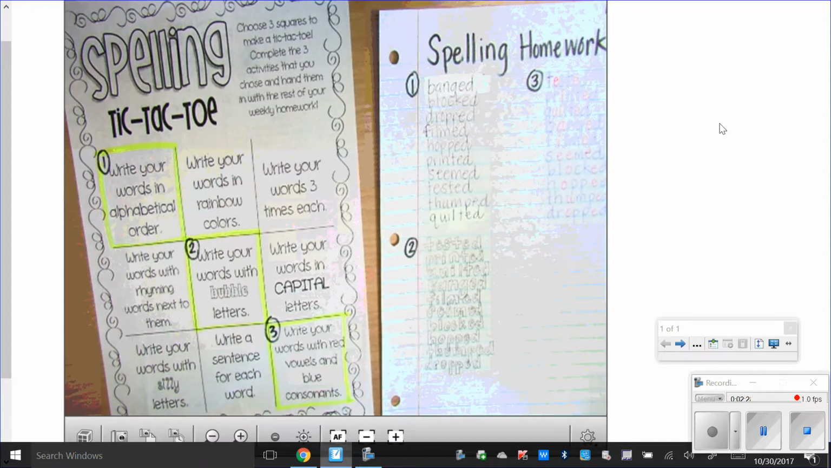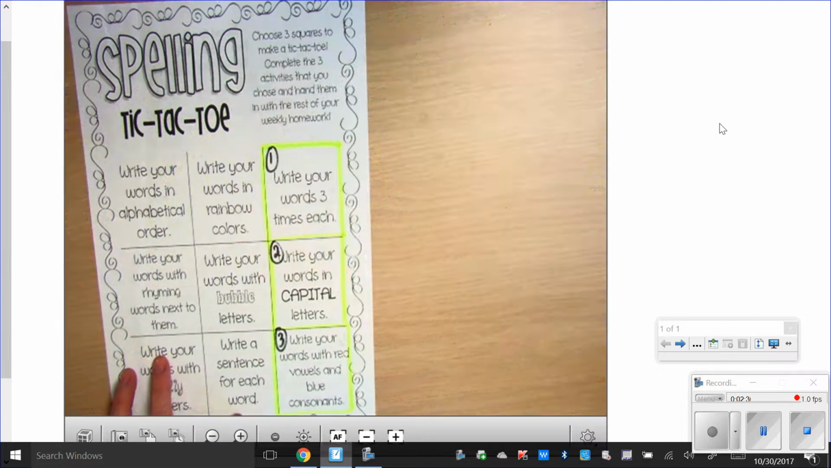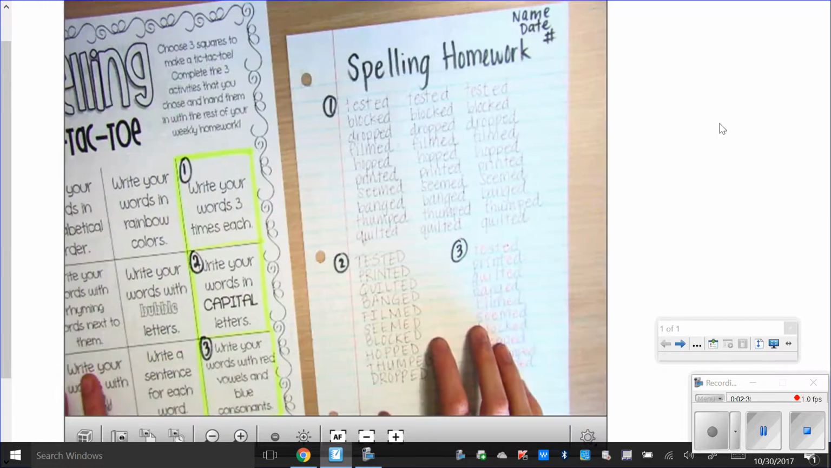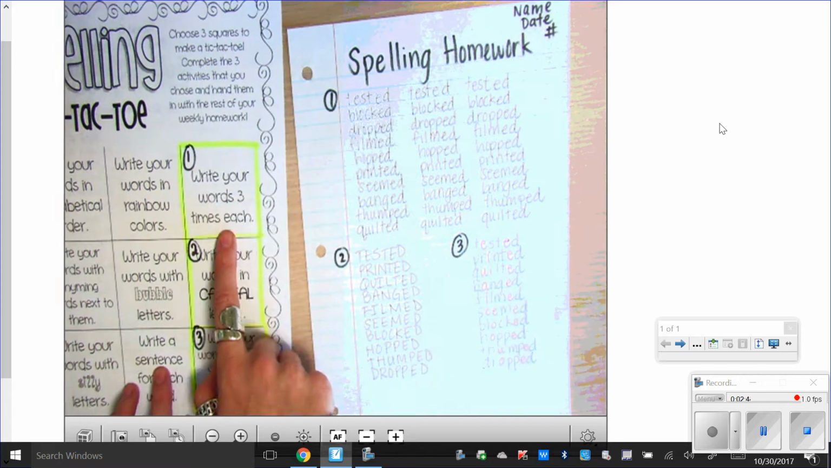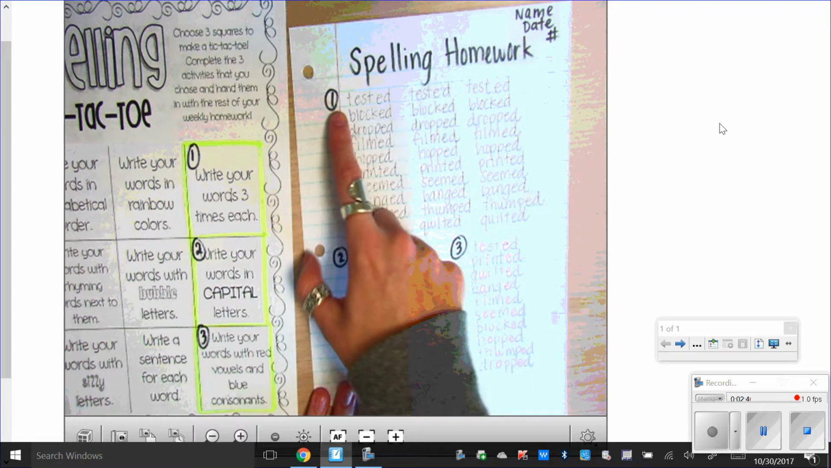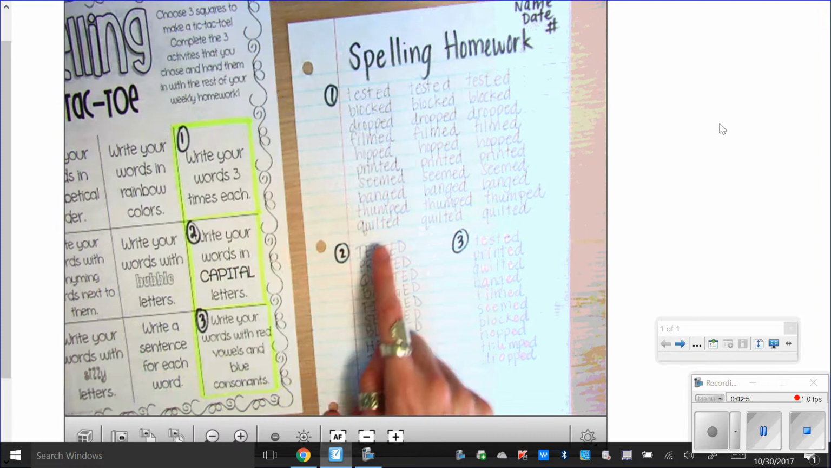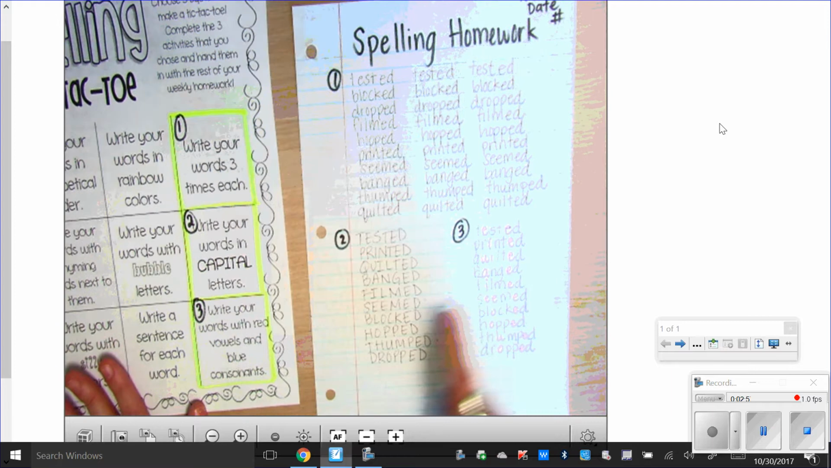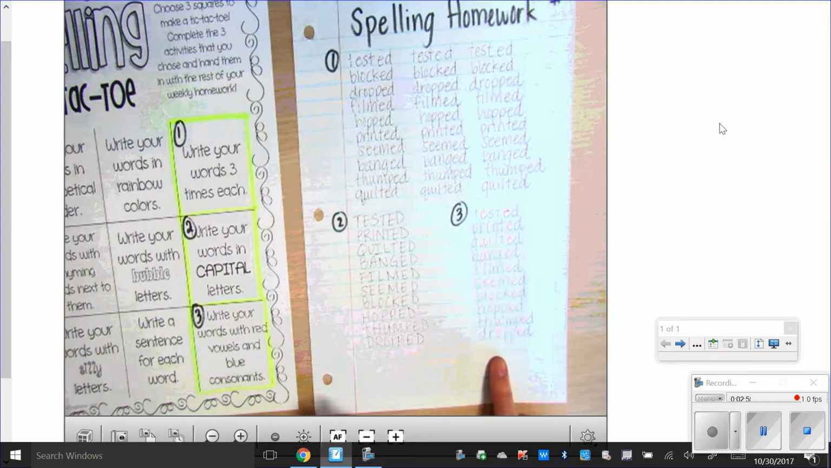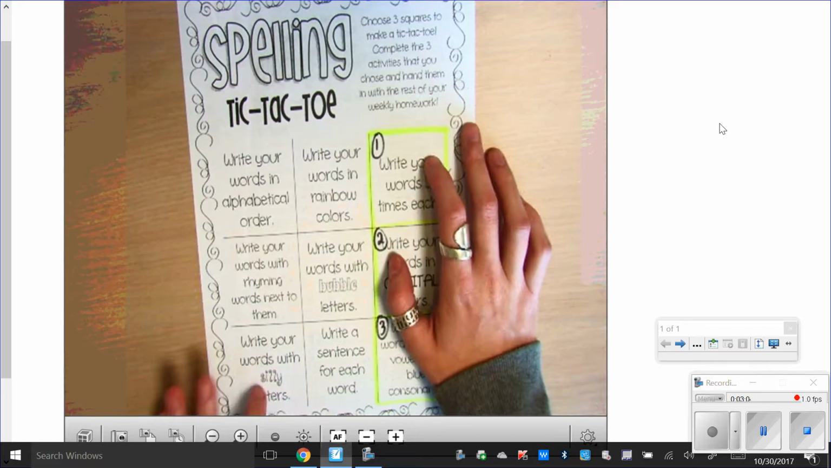For example, I have a different one. I colored in this column, and I have an example of that completed spelling homework. It says number 1, write your words 3 times each. Next to number 1, I wrote my words 3 times each. Number 2, write your words in capital letters. I did that here next to number 2. And number 3, write your words with red vowels and blue consonants. I wrote that here.